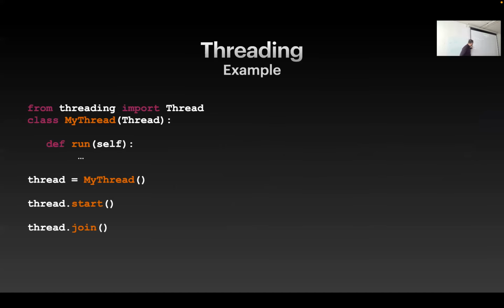And between here and here, the run will be executed. In between, you can do whatever you want on your main thread. This will not interfere, except if they're using the interpreter at the same time, right?